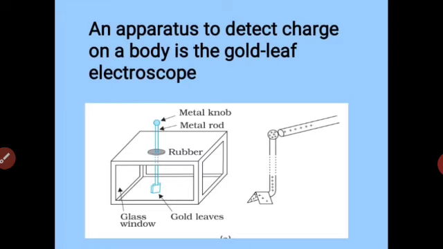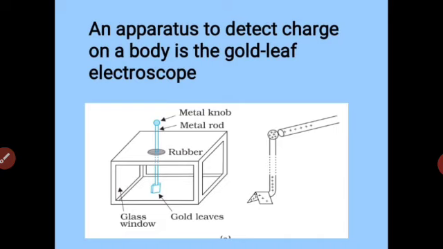An apparatus that is used to detect charge on a body is called a gold leaf electroscope. Now this electroscope has an evacuated chamber where a metal rod is hung from above. It has a metal knob on the top and on the other end you have the gold leaves. Gold leaves are thin foil made up of gold. The enclosure has a glass window so that we can observe the movement of the leaves.